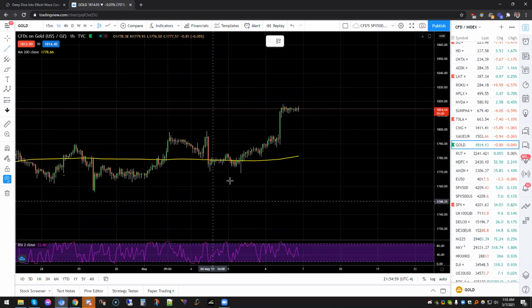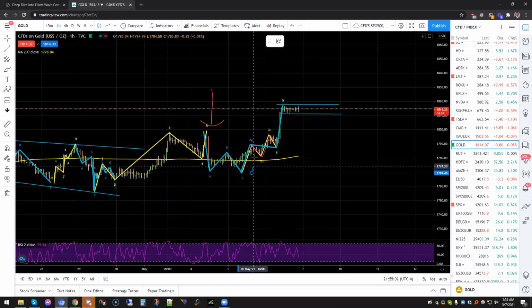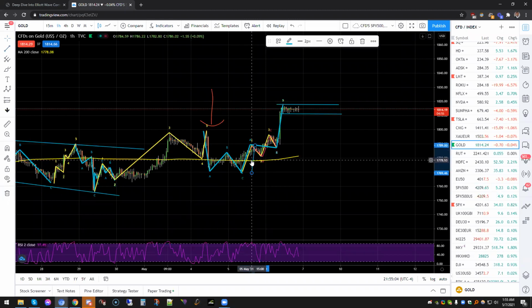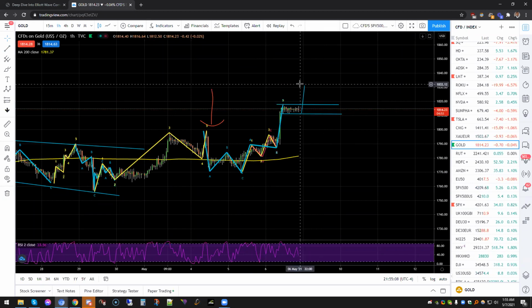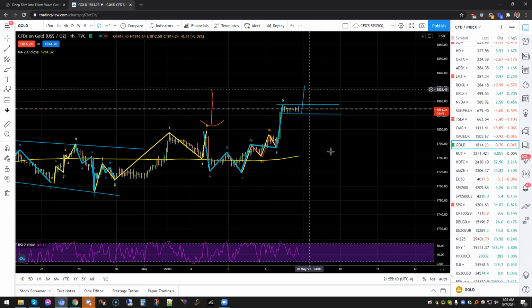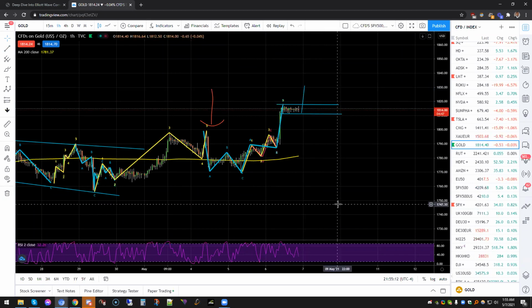Let me just measure this. So an approximate distance could look something like this and end in this area right here. Why? Because typically wave 1 and wave 5 are the same length in a 5-wave move. Okay?